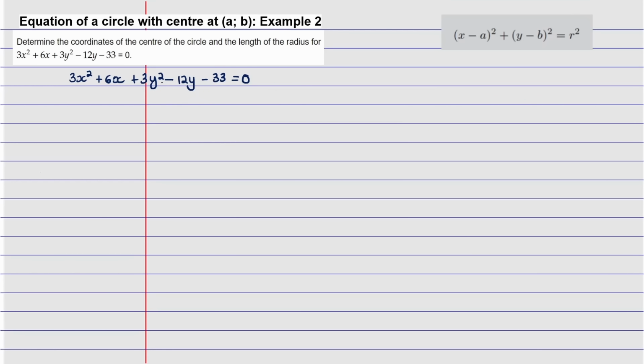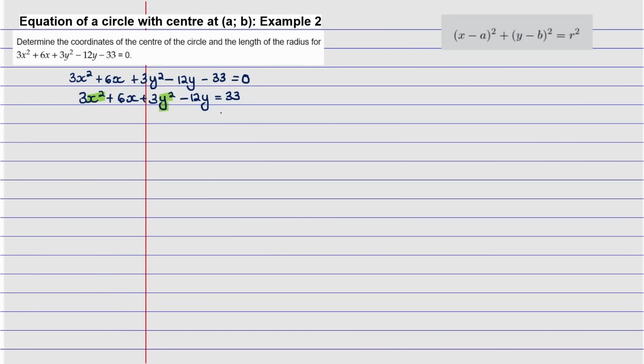So we're going to take the 33 to the other side. So it's going to be 3x squared plus 6x plus 3y squared minus 12y is equal to positive 33. The first thing is that you need to get rid of this 3, because when completing the square, you need to make sure that the coefficient of x squared and the coefficient of y squared are equal to 1. So let's do that.